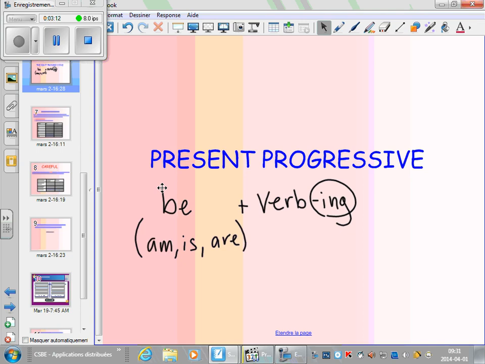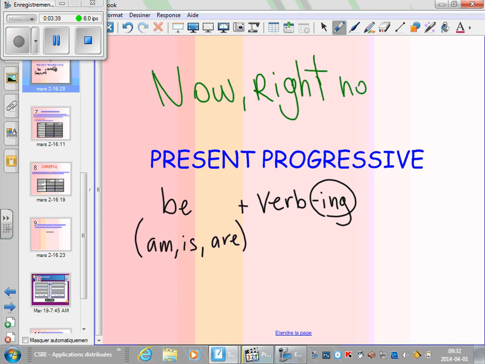Now that we have the form, now that we know how to conjugate it, when do we use it? So we use it for whenever we need to express an action that is happening now. Right now. Any other suggestion?